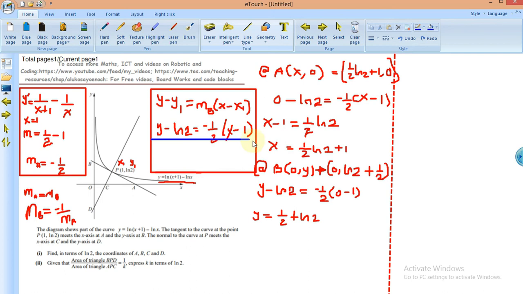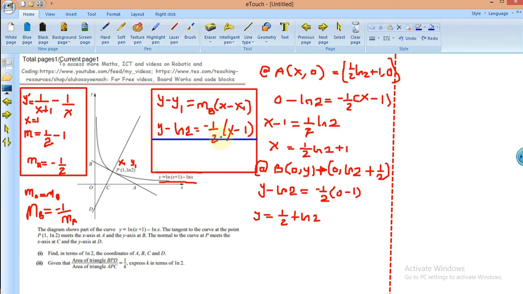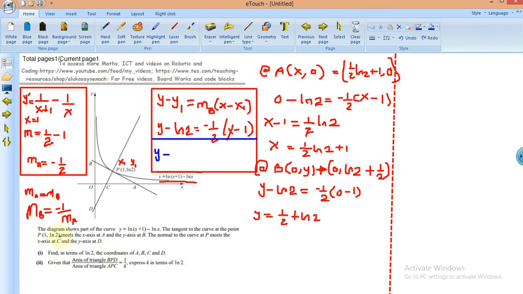So for the normal now, I'm going to have y minus y1, because we still have this point P there. So y minus y1, that is ln 2. I'm correct, right? y minus ln 2. Sorry about that, guys. Equals to, now the equation for the normal to the curve.